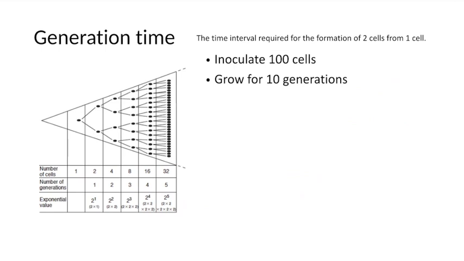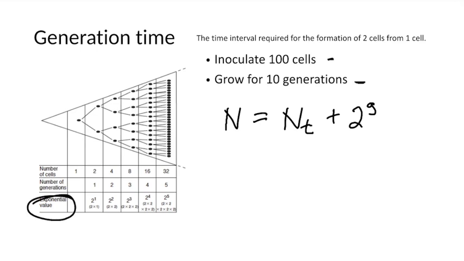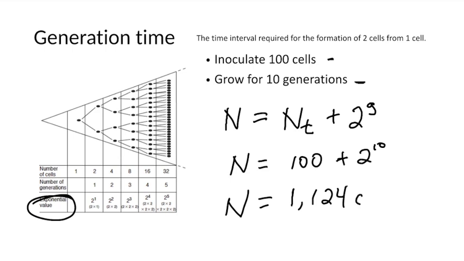So let's say that we start with 100 cells and we're going to let them grow for 10 generations. And we want to know how many cells we have at the end of those 10 generations. So n for the number of cells is going to equal n at the time of inoculation plus 2 to the number of generations, our exponential value. If we do that math, n equals 100 plus 2 to the 10th. We plug that in my calculator and we wind up with n equals 1,124 cells.